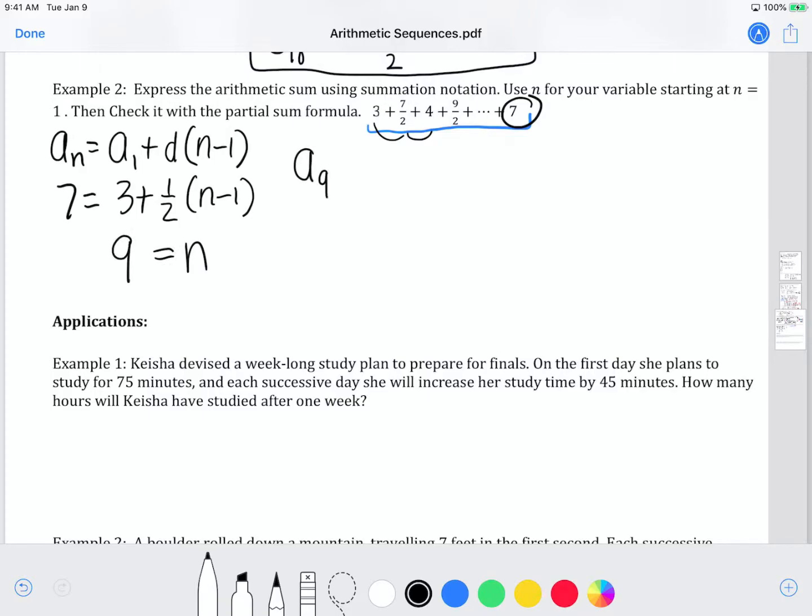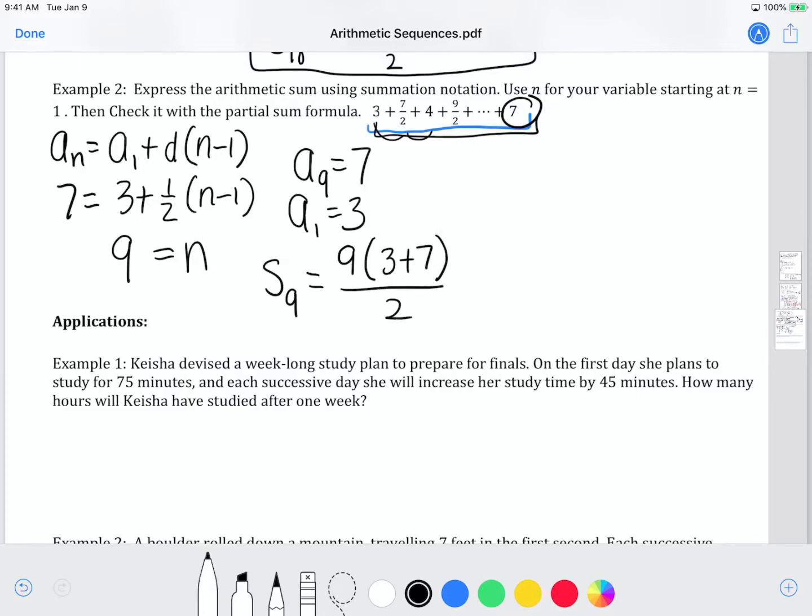When I solve that for n, I'm going to find that n is 9. So the 9th term is going to be 7. The first term is 3. And if I use my partial sum formula, that means I'm trying to add up the first 9 terms. So I'm going to say S_9 is equal to, my value of n is 9, then I add my first term plus my 9th term and divide by 2. When I do that, I get 45. So if I were to add up the first term all the way up through the 9th term, I would get 45.